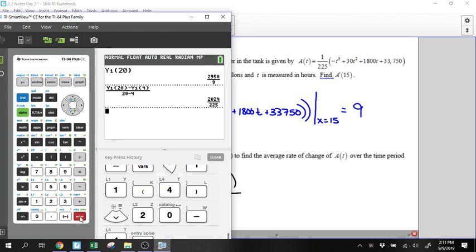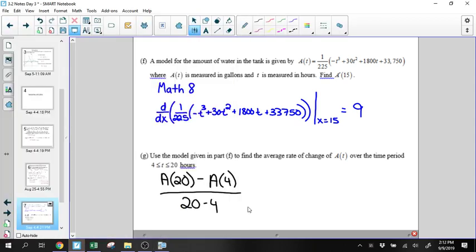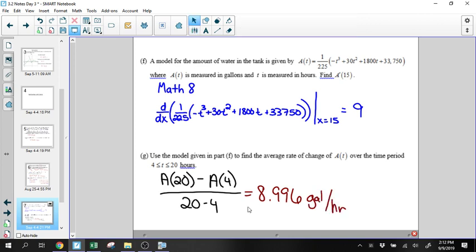Now, we can leave our answer like that. We can go to a decimal. Again, equivalent forms, it makes no difference. So I can go to math 2 if you prefer it in the decimal format. 8.996 would be our answer. And always label our answer here, we are still talking in gallons per hour. So, little shortcuts to speed up your process on your calculator. Any questions for me?